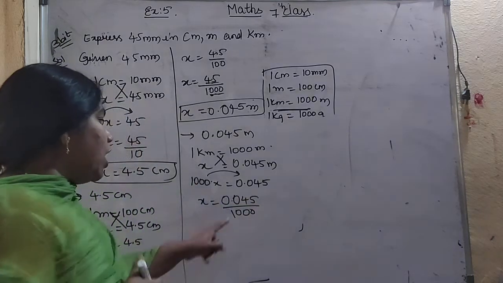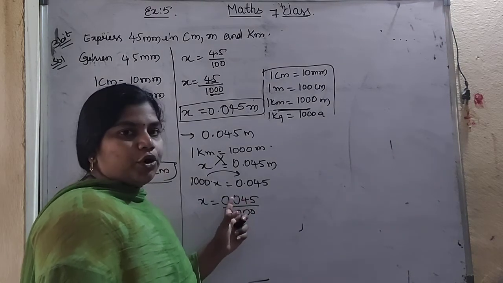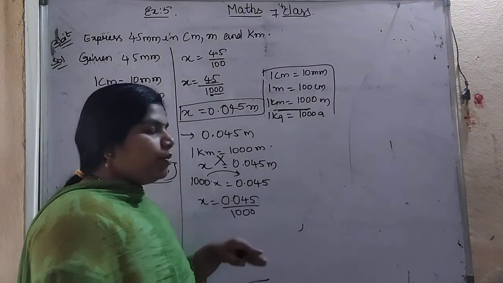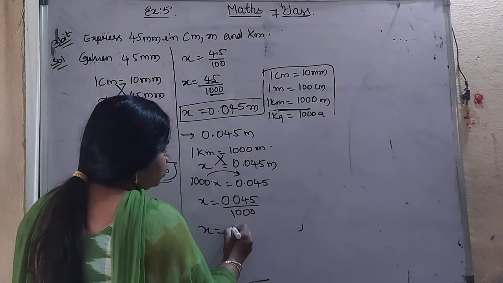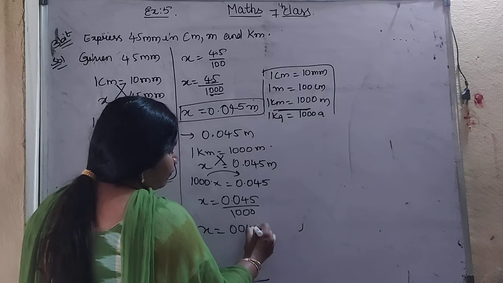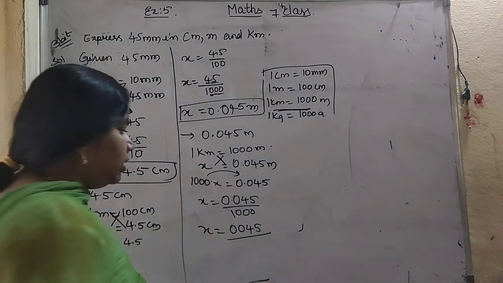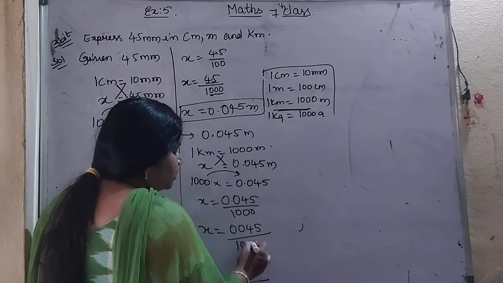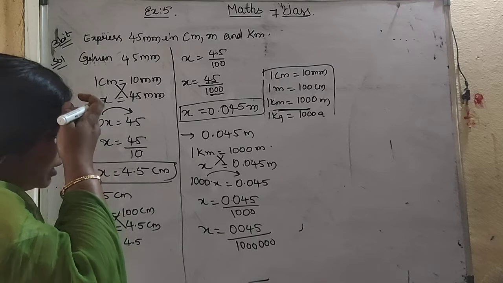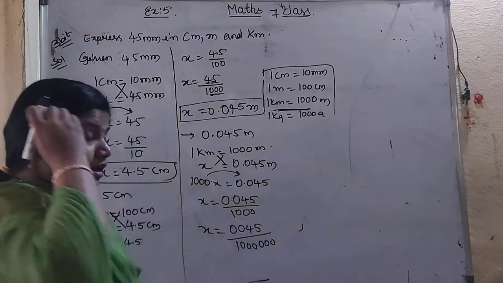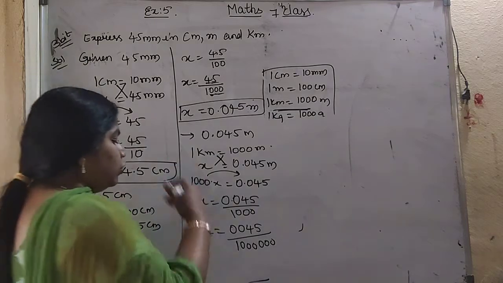After the point, how many numbers are there? 3 numbers. So if you want to remove this point, in the denominator you have to place 3 zeros. So x is equal to 0.045, I have removed the point. After the point, how many zeros are there? 3. So along with these 3 zeros, we have to place 3 more zeros. Now the total number of zeros is 6. So we have to place a point before 3 numbers in the numerator.